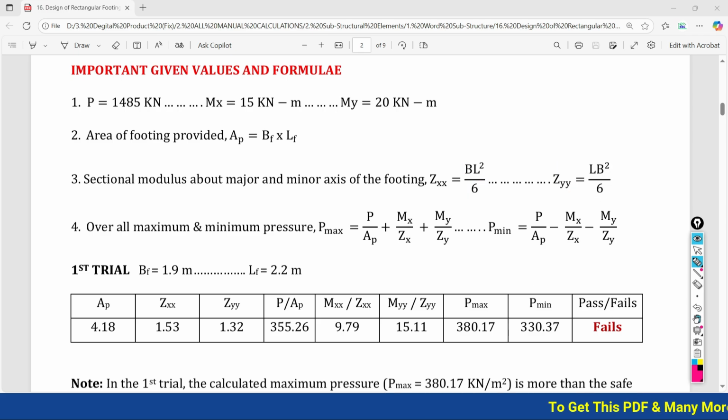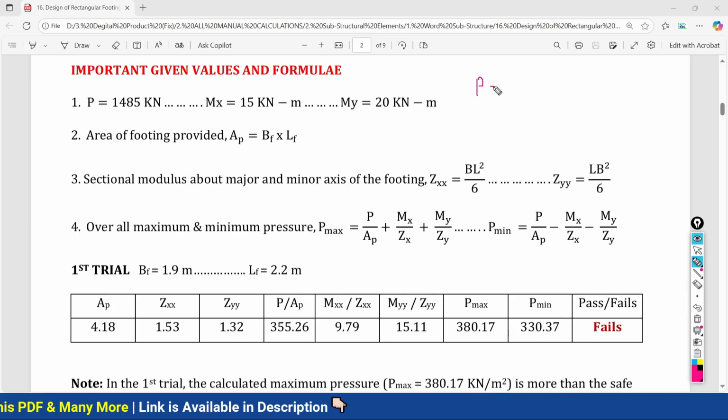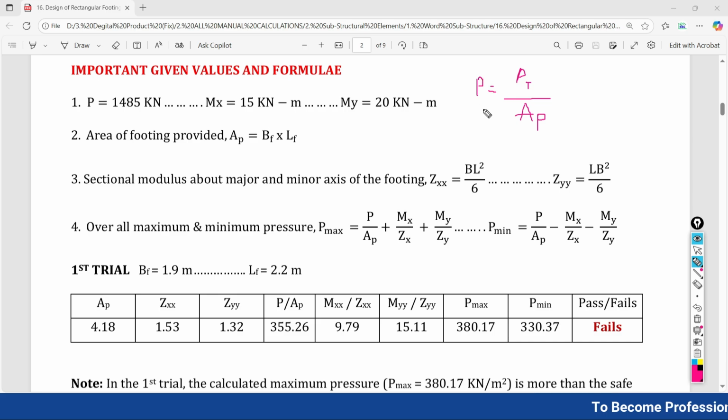Now when you do the design for a normal footing, when it is subjected to only axial load without moment, how do we calculate the pressure? Upward soil pressure we calculate by the formula: upward soil pressure is equal to total axial load divided by the area of the footing provided. This will give you the pressure value.